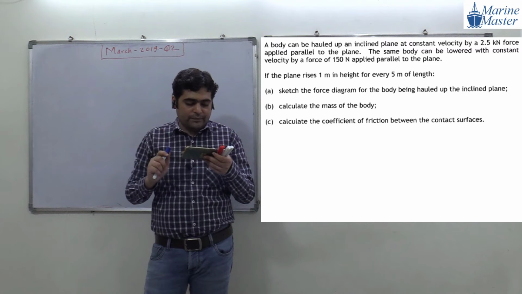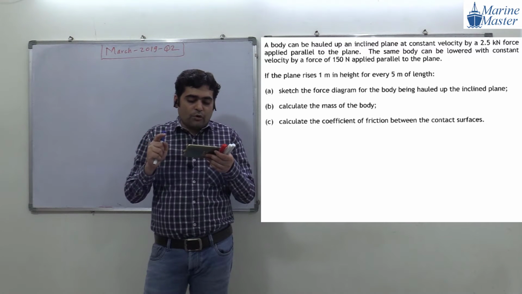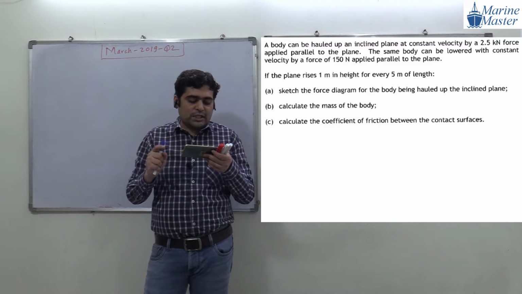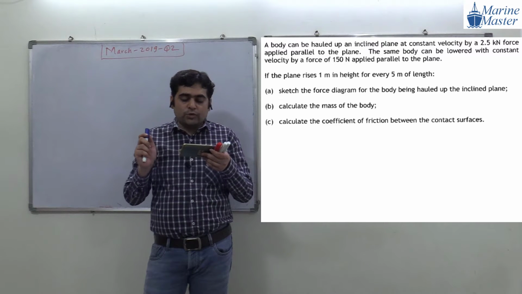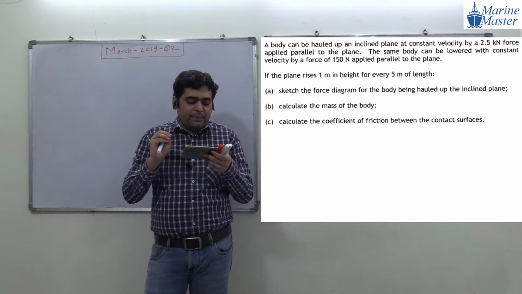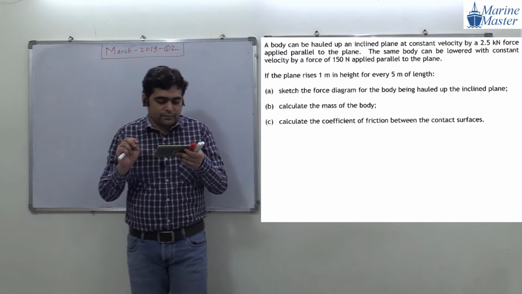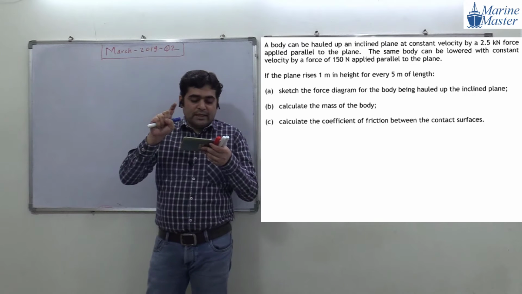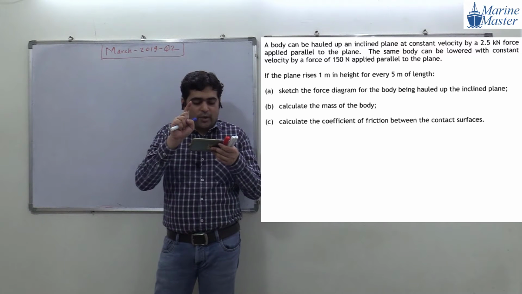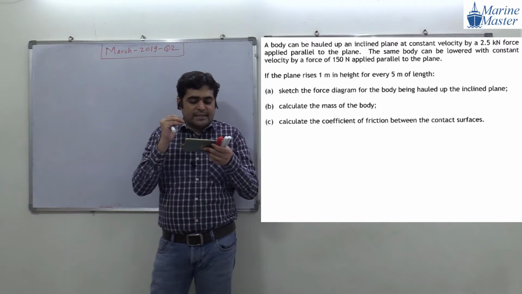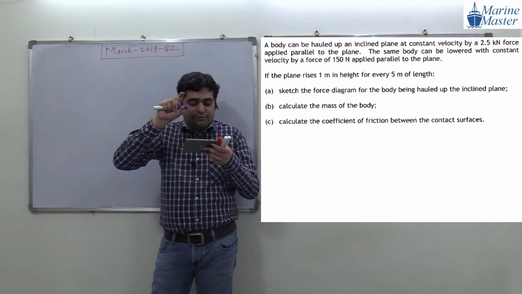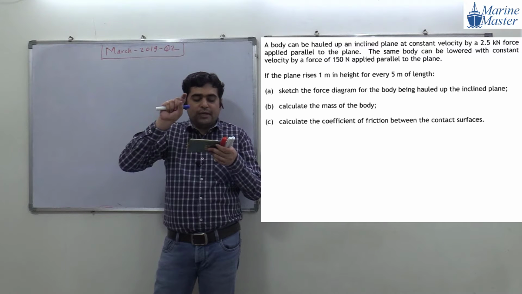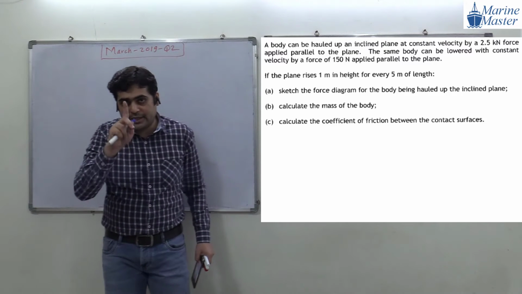See the point here. The same body can be lowered with a constant velocity by a force of 150 Newton applied parallel to the same plane. And if the plane rises 1 meter in height for every 5 meter of length.